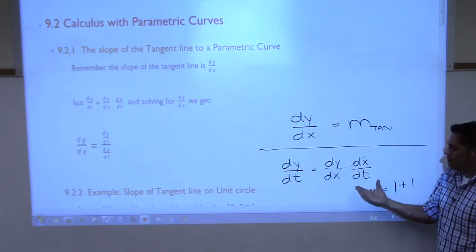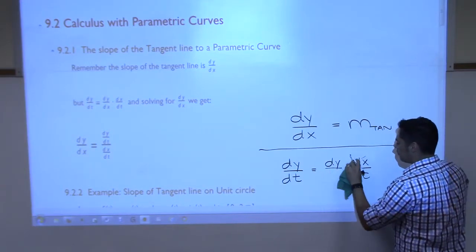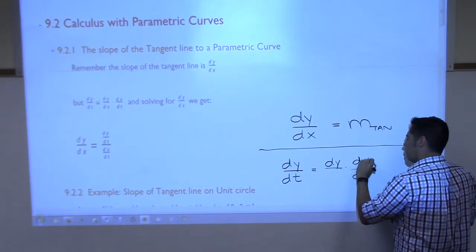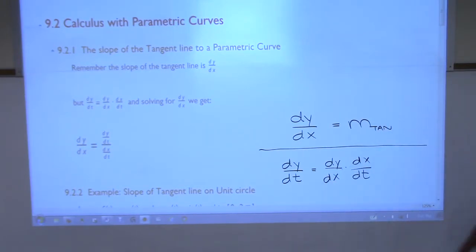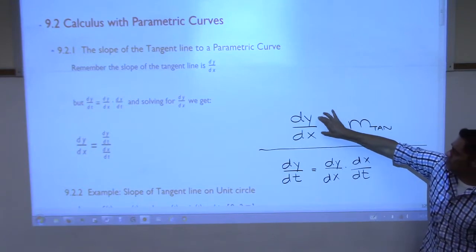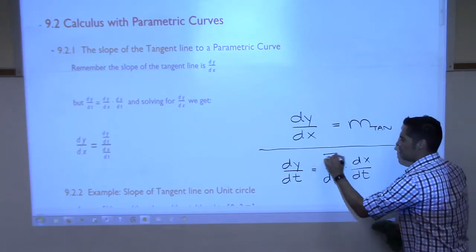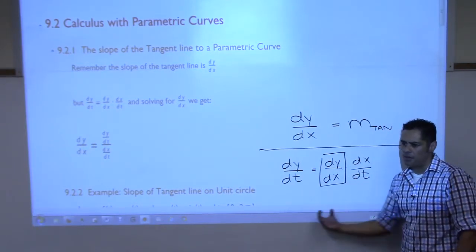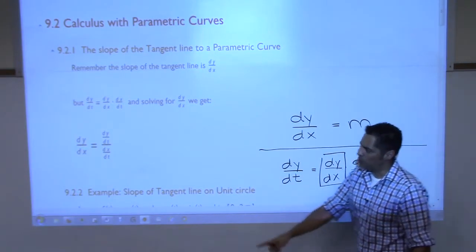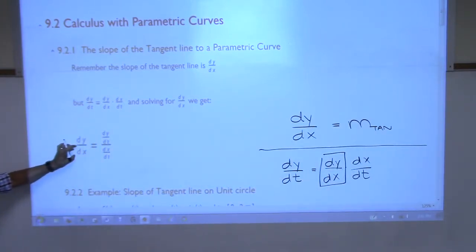Agreed? But notice in me writing it this way, dy/dx is in here, isn't it? And so all we have to do is solve for this. And to solve for this, I just divide this through, just divide this out on this side. And that's where this formula comes from. dy/dx, the slope of the tangent line, is dy/dt over dx/dt.